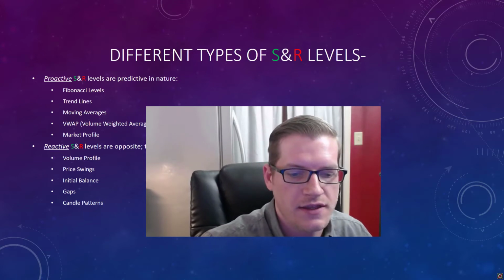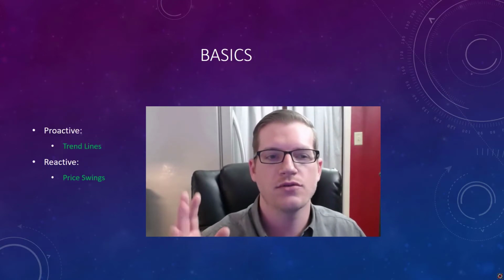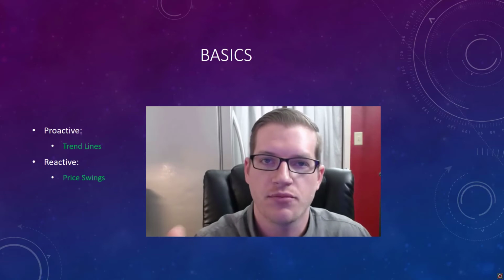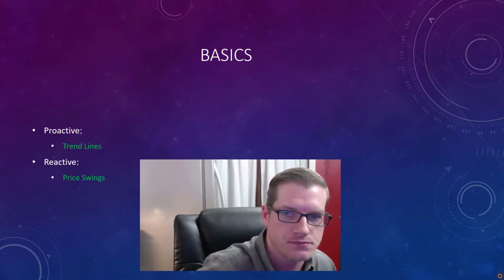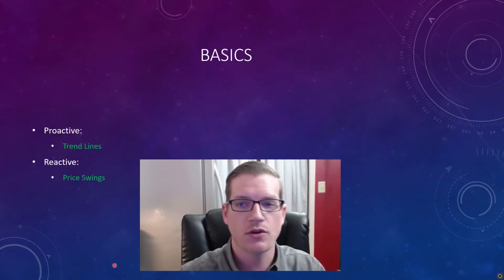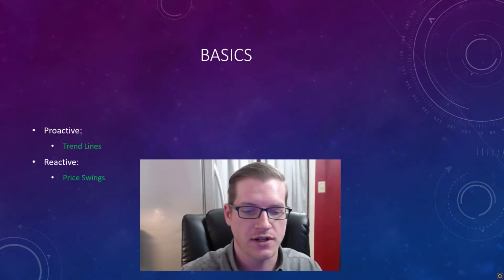So in this particular lecture, we're going to use two different examples to illustrate proactive and reactive. For the proactive, we're going to demonstrate some trend lines on the chart, and on the reactive, we're going to use some price action. We're going to look at price swings, or price highs and lows, to determine the support and resistance levels. So the first thing we're going to look at is proactive trend lines.